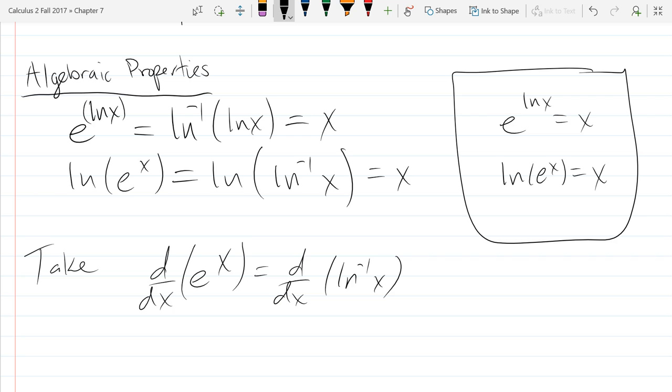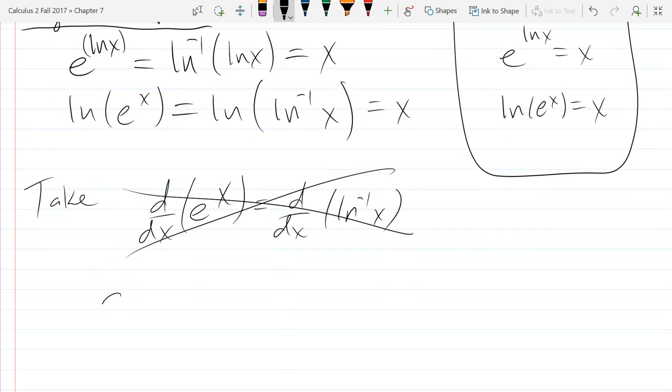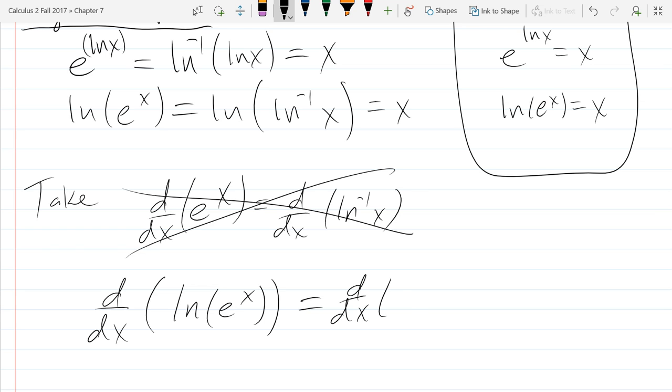So you could do it that way, but we're going to do it in an easier way. Let's forget that. There's actually a way easier way to get this. The reason we're going to compute this derivative: we just showed that ln of e to the x equals x. So this is the same as the derivative of x.